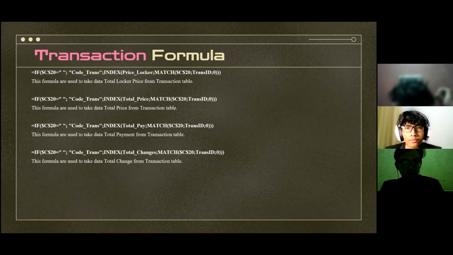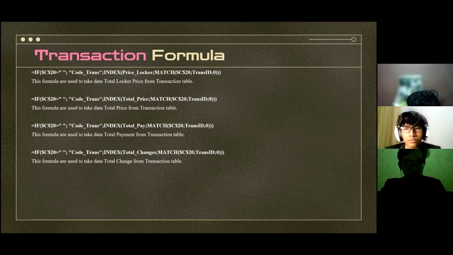Last is IF, C20, INDEX, price locker, MATCH, C20, transaction ID. This formula is used to take data total locker price from the transaction table. And next, IF, C20, INDEX, total price, MATCH, C20, transaction ID. This formula is used to take data total price from the transaction table.